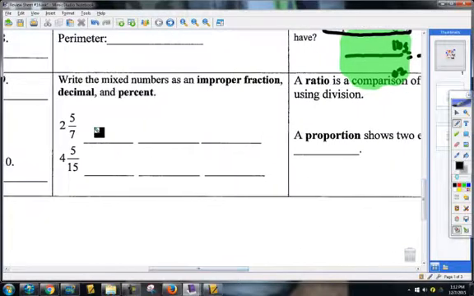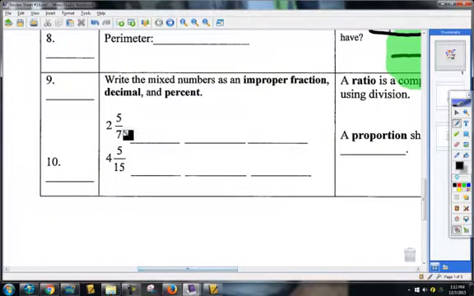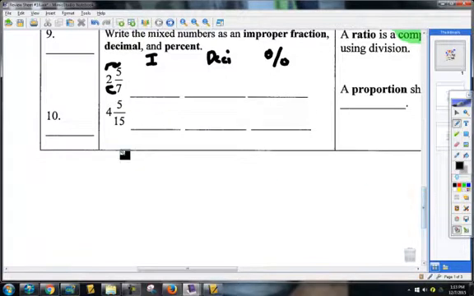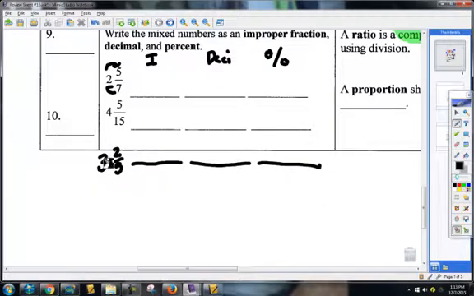Number 9. Okay. Now you got to turn this to an improper. So we'll call this first column here impropers. Then you got to go to a decimal. Then you got to go to a percent. Okay. So if we're going to turn it to an improper, we know that we just go around the barn. So that's going to be, actually, you know what? I'm going to do a different one. I'll do 3 2/5. Okay. So I'll do this one, and then you guys can do the other one so you can kind of see. So to turn into an improper, we go around the barn. That's going to be 17/5.